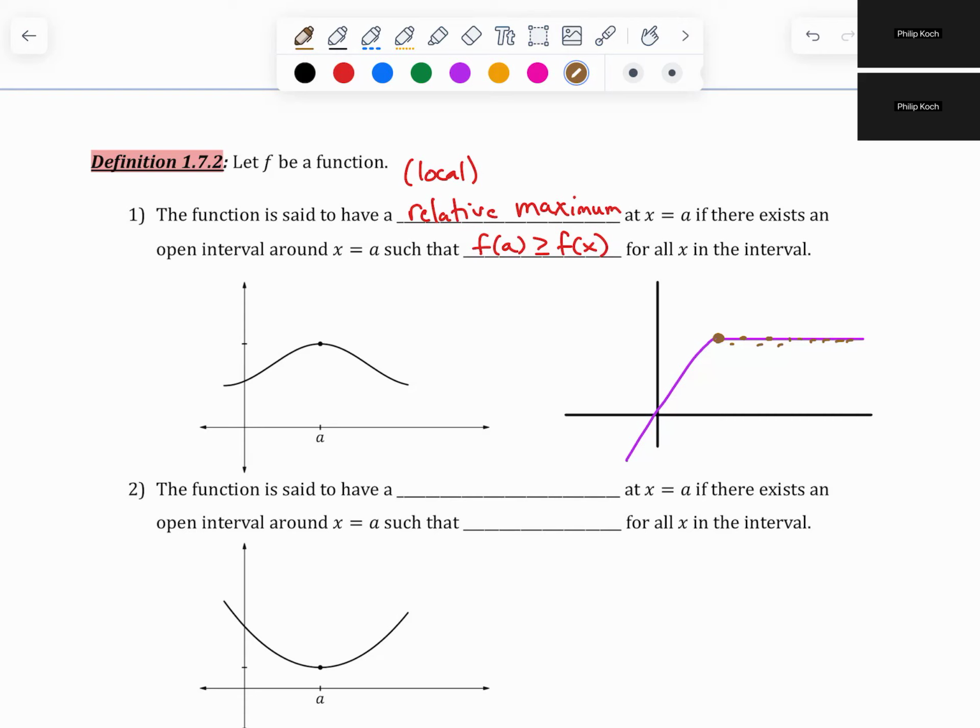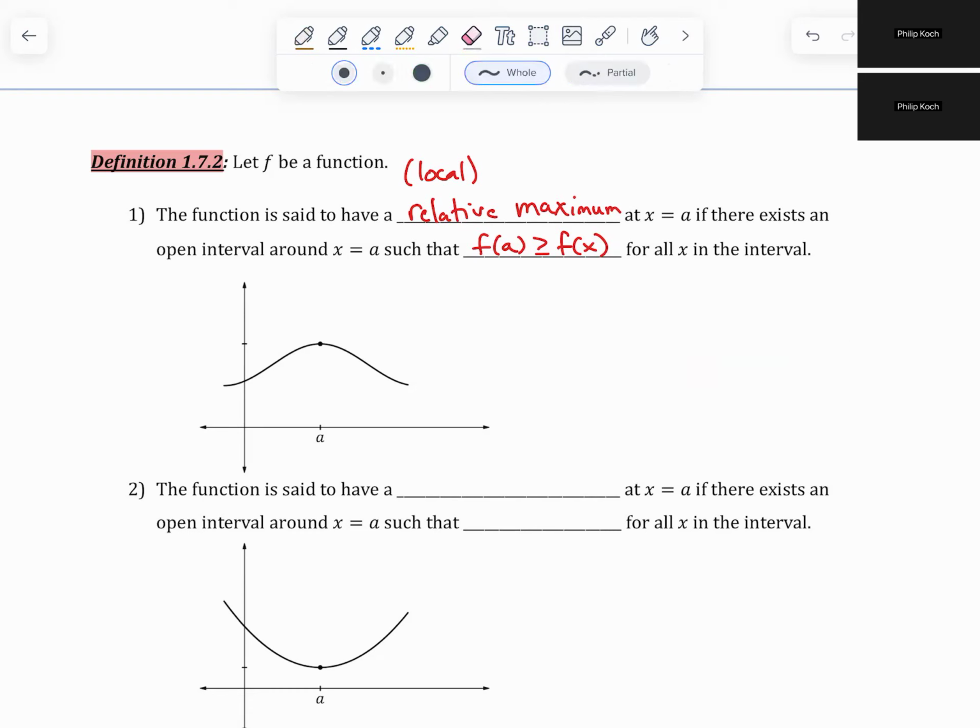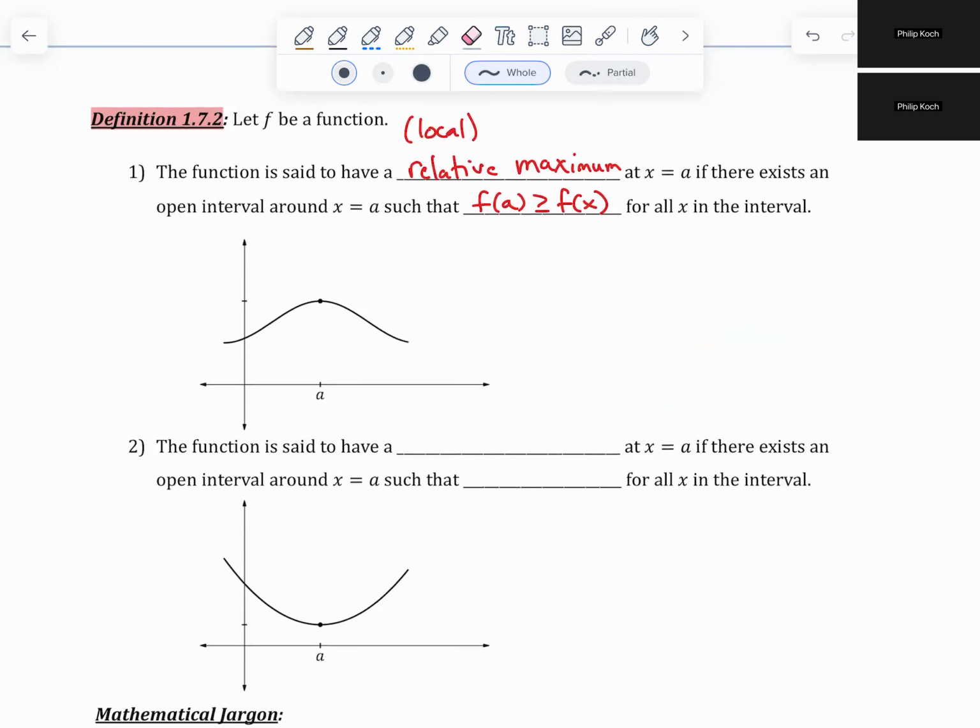A max should be a little hill. So I'm sorry, I'll get off my soapbox and my frustration. But that's the way the book describes it. I would argue that it should be f of a is greater than f of x. But digress. So that's f of a, which means that that's x equals a.